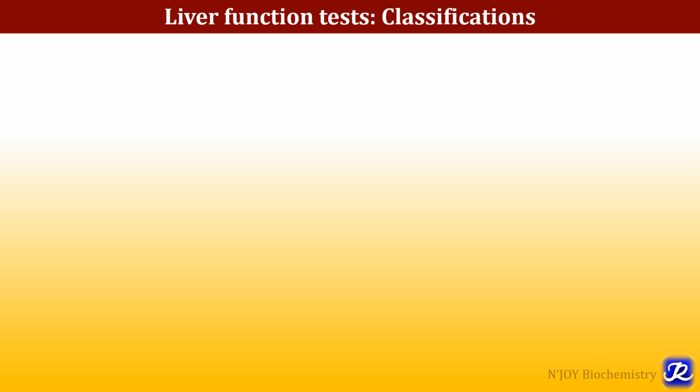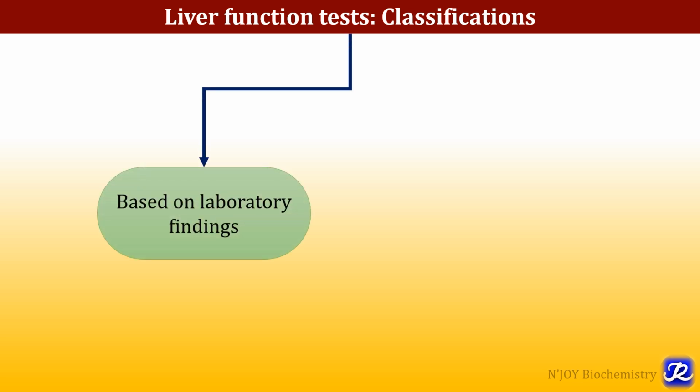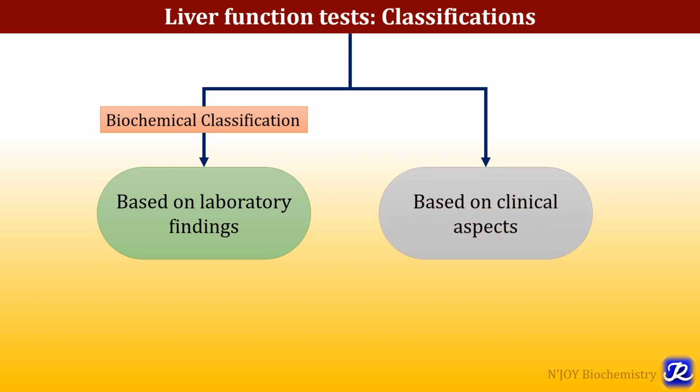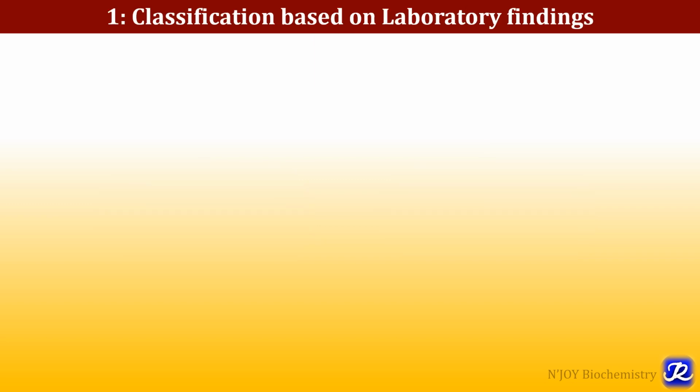How liver function tests are classified? So there are two ways of classification, and first one is based on the laboratory findings, and that's why it is also called as biochemical classification. And second way of classification is based on the clinical aspects, so it is called as clinical classification. So there are two ways of classification. First is a biochemical classification and second is clinical classification. Now let's see the first way of classifying liver function test, that is classification based on laboratory findings, and it includes 5 groups.